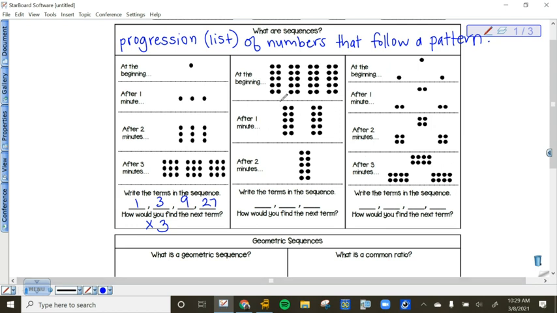Okay. All right, this one, how many do we have at the beginning? Yeah, 40, so that'll be our first term. Then how many are there after a minute? 20. And then 10. So how would we find the next term? Divide by 2. And we just said when I'm dividing by 2, how do I say that in terms of multiplication? Yeah, we multiply by 1 over 2, which is the same thing as dividing by 2.